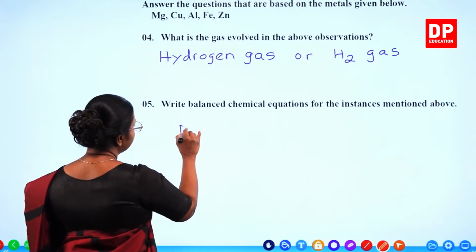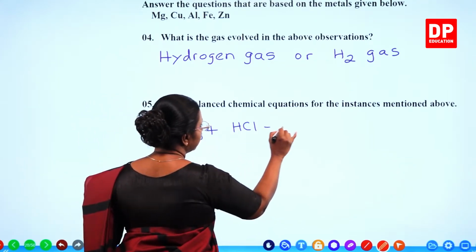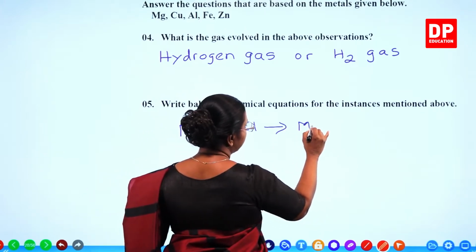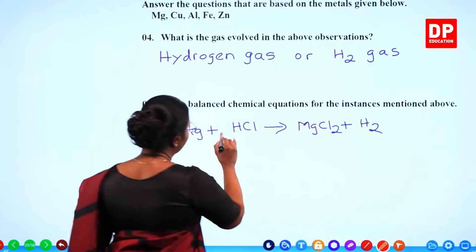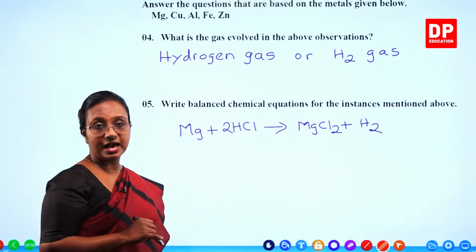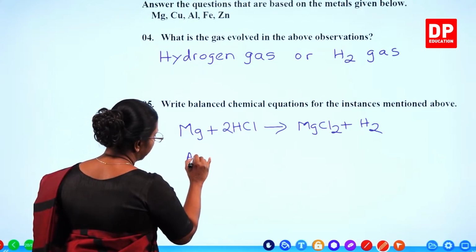So first one, magnesium with hydrochloric acid, that will give rise to MgCl2 plus H2. So to balance it, we put a 2 there. You can remember that. Then the reaction of aluminium.